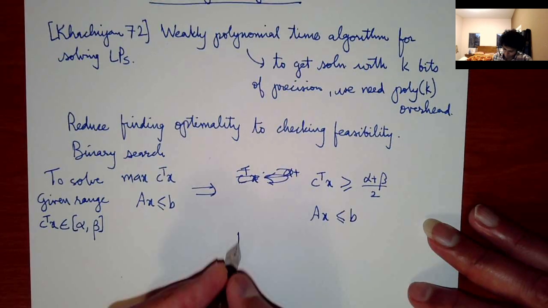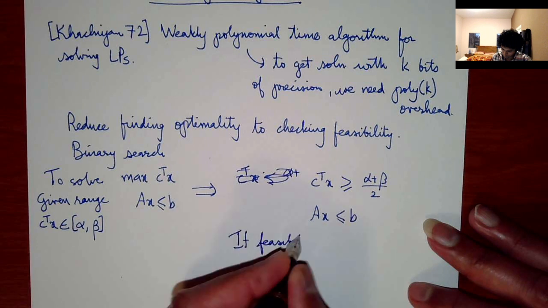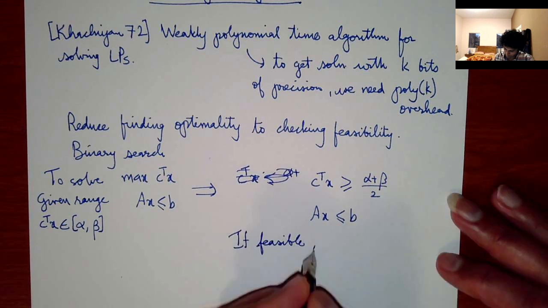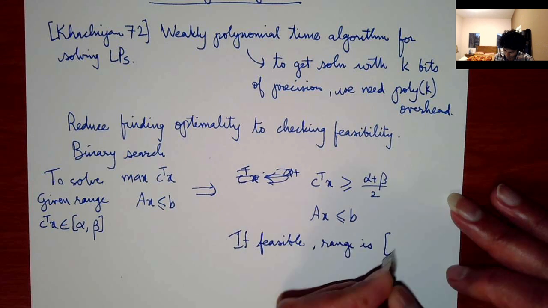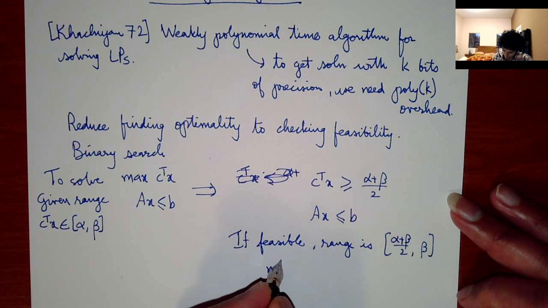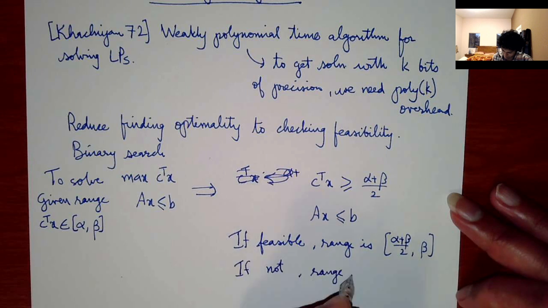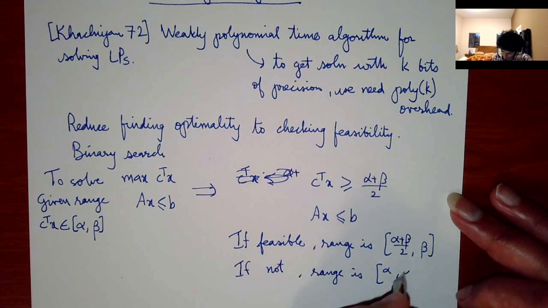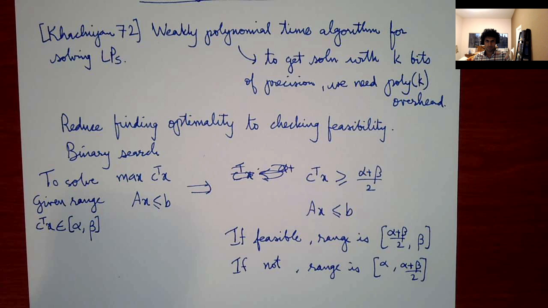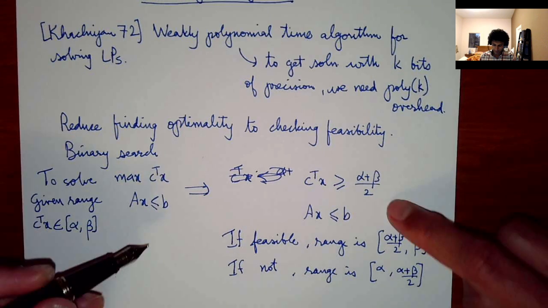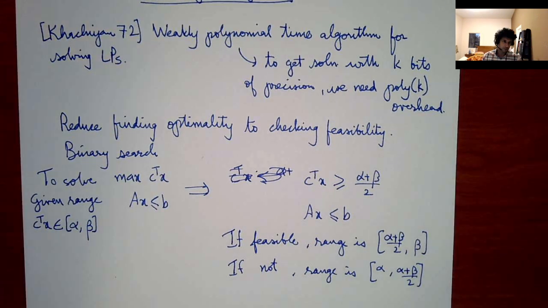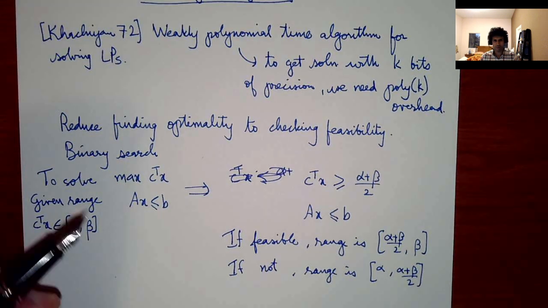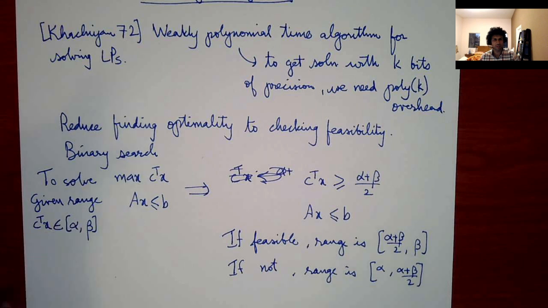And so if feasible, then the range is alpha plus beta by 2 to beta, and if not, then the range is alpha to alpha plus beta by 2. So you can do binary search and see that binary search is sort of related to the precision. So you pay the log of your range, and the log of your range is the precision. So essentially you can reduce finding optimality to checking feasibility. And so let's just think about checking feasibility.